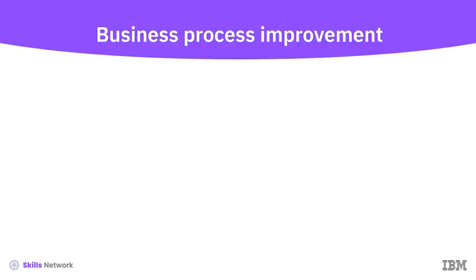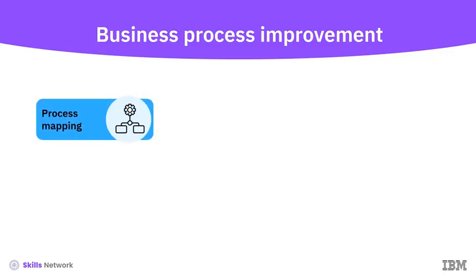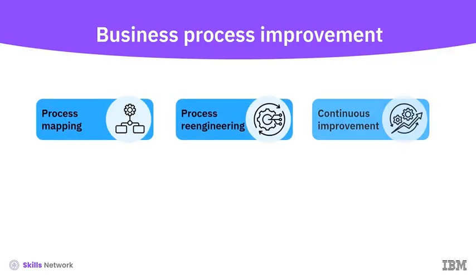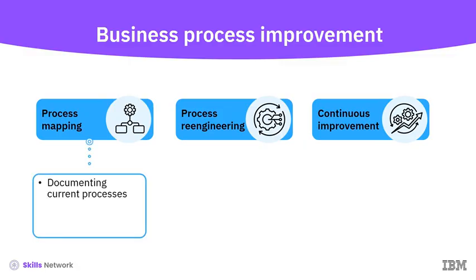For the business process improvement area, let's consider the three steps: process mapping, process re-engineering, and continuous improvement. Process mapping involves mapping out current business processes to identify inefficiencies and areas for improvement. It also involves analyzing business processes to identify bottlenecks and opportunities for optimization.